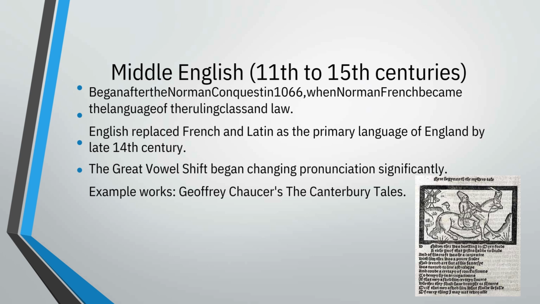Middle English began after the Norman conquest in 1066, when Norman French became the language of the ruling class and law. English replaced French and Latin as the primary language of England by the late 14th century. The Great Vowel Shift began changing pronunciation significantly. Example work: Geoffrey Chaucer's The Canterbury Tales.